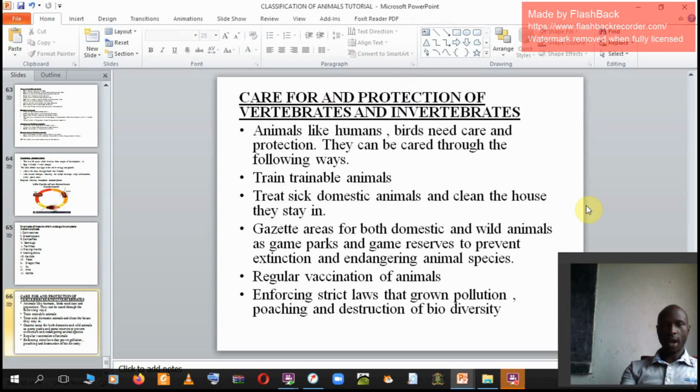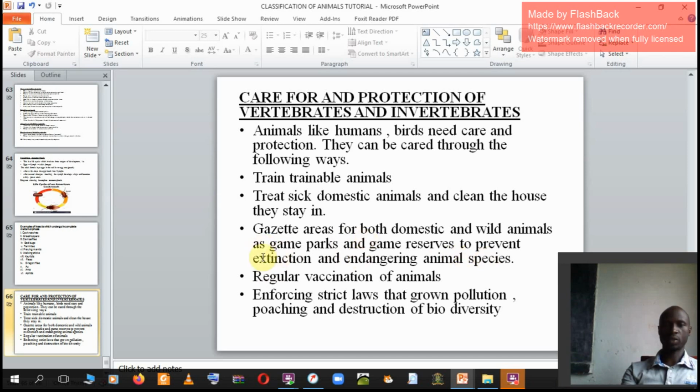How do we care and protect vertebrates and invertebrates? Animals like humans, birds need care. You train animals which can be trained. Then you treat sick domestic animals and clean the houses where they stay. It's mandatory and fundamental to clean areas where animals stay. We gazette areas for both domestic and wild animals as game parks and game reserves. Prevent extinction and endangering of animal species.